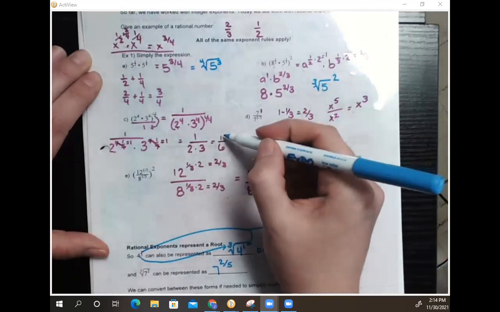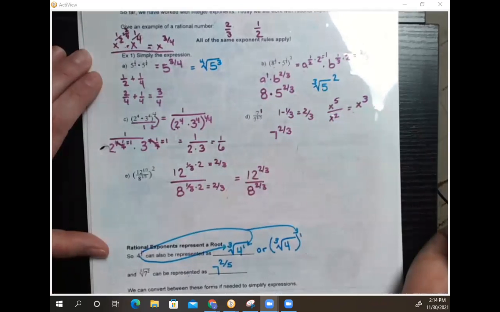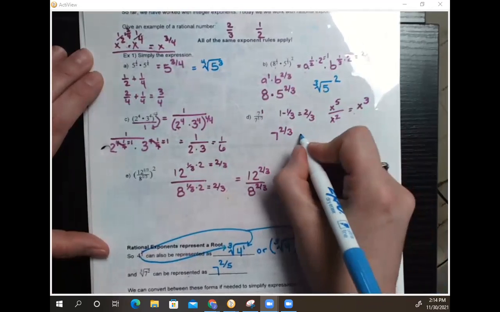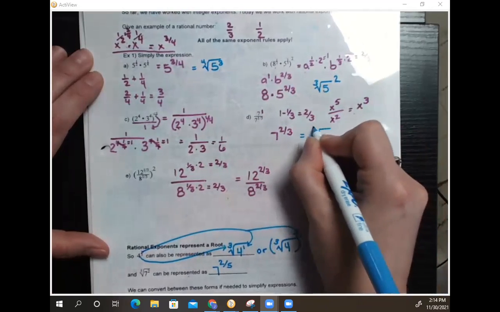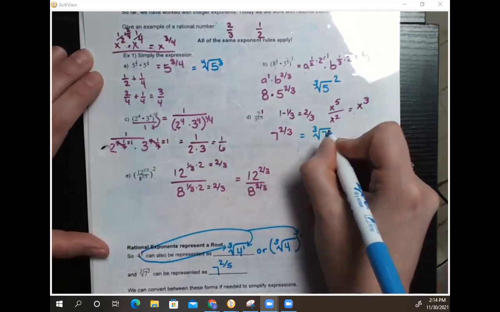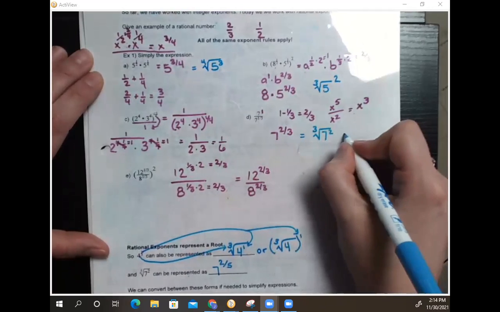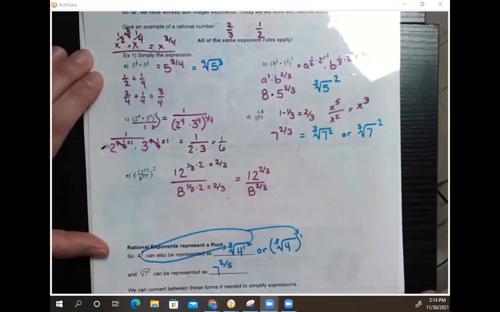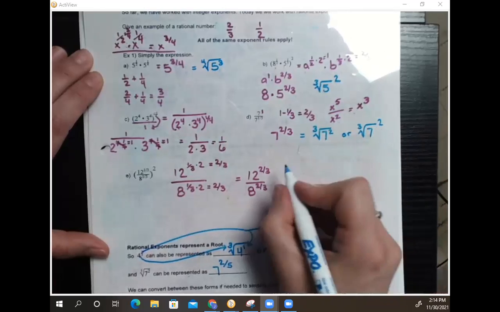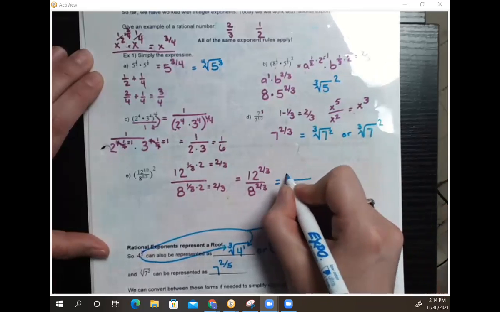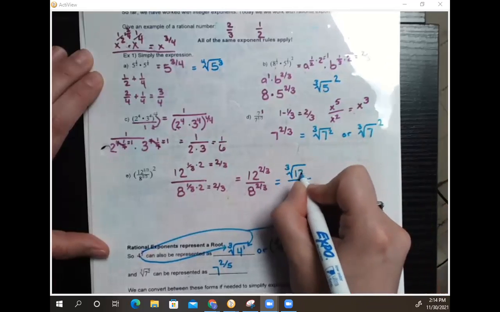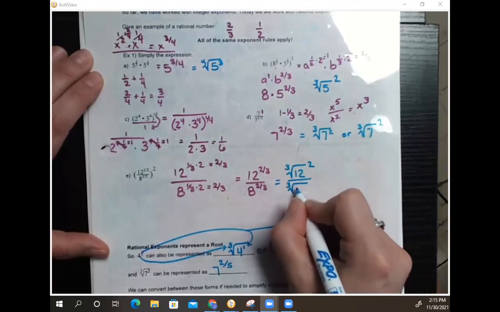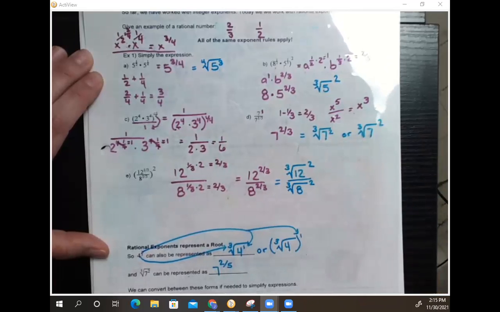For part C, we ended up with 1/6. So no roots or fractional exponents left there. I'm going to leave that as it is. 7 to the 2/3 power, I could represent as the cube root of 7 squared. If I want the exponent under the root, that's fine. Or the cube root of 7 with the square outside the root is also fine. And then for E, this would be the cube root of 12 squared. And then on the bottom, the cube root of 8 squared.